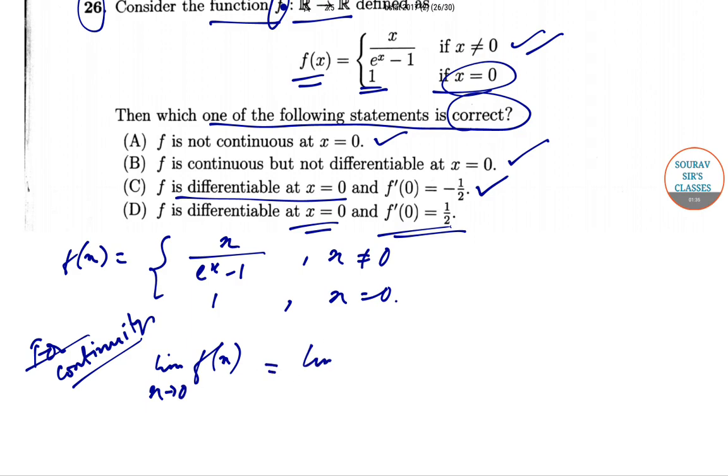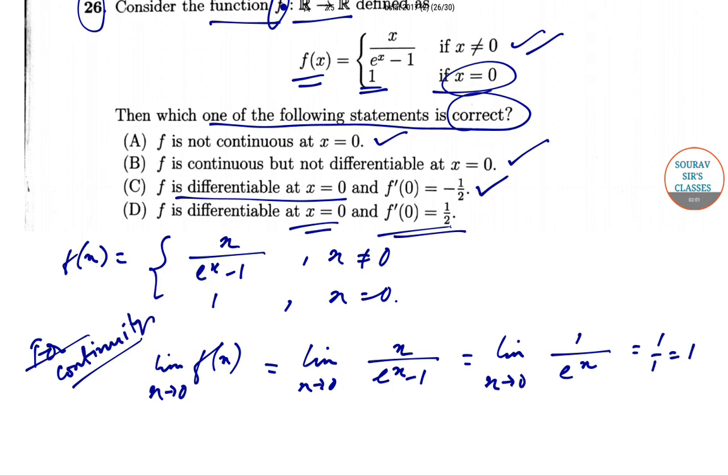Now as x tends to 0, f of x will be equal to x upon e to the power x minus 1. So this is a 0 by 0 format. So what we'll do, we'll apply the L'Hospital rule over here and this will give us the limit as x tends to 0 of 1 upon e to the power x. Now 1 upon e to the power x will give us 1 by 1, that will be equal to 1. And now this 1 is equal to f of 0.